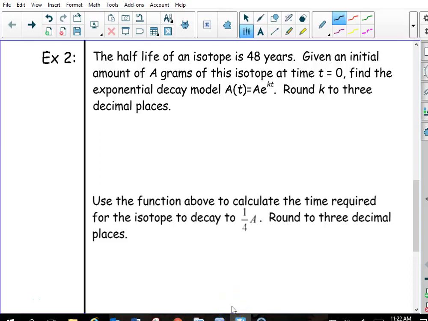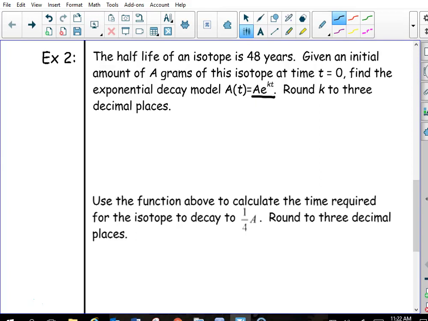Okay, so here we're looking at a half-life problem. And what we usually need to do when we have an exponential model like this is we have a couple variables. Usually we have to plug in some numbers and figure out what k is first. Now, the way we do that is by going through the information they give us.